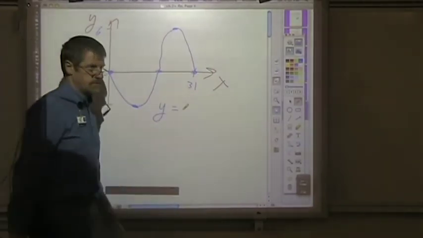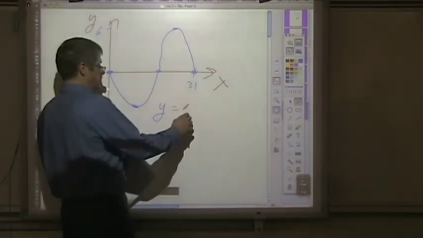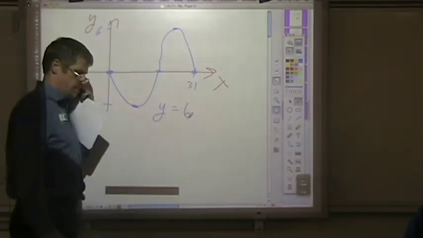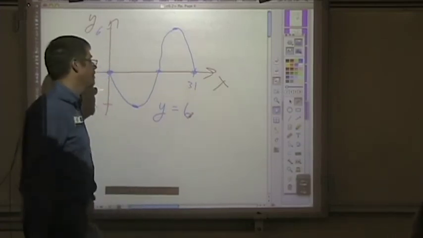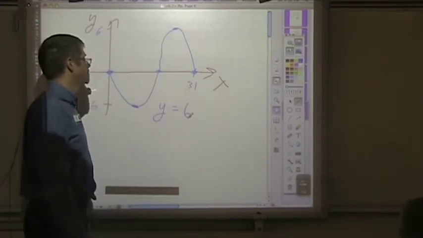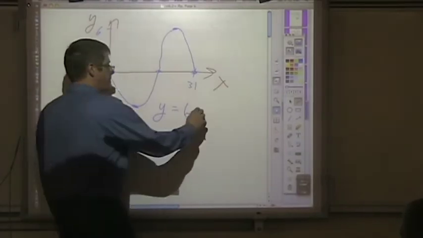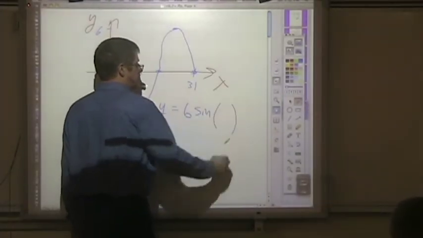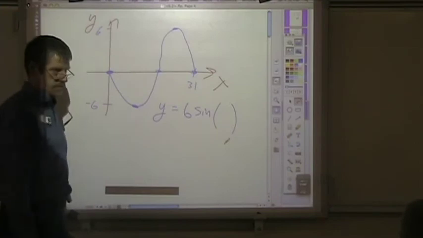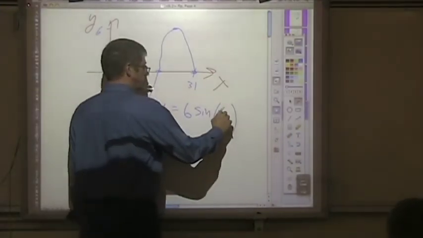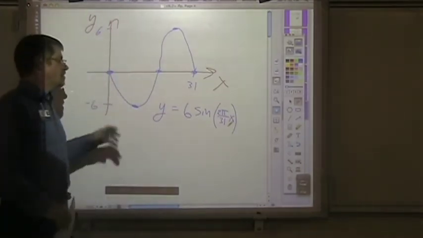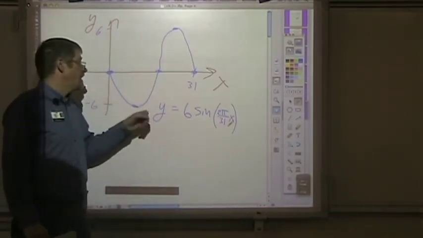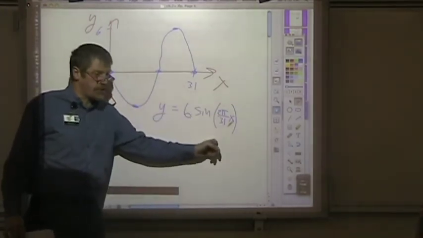Well, the amplitude is going to be 6. Okay. And it's going to be a sine graph. And it goes 2 pi over 31x, 2 pi over 31x. Now, there is one thing left off in here. So far we have y equals 6 sine of 2 pi over 31x.